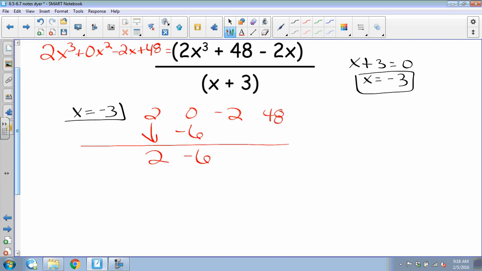Okay. Now we take it and we multiply it times -3. Everything underneath here gets multiplied. So -6 times -3 is positive 18, right? Combine, 16. Multiply, -48. Combine. Your last number is your remainder.